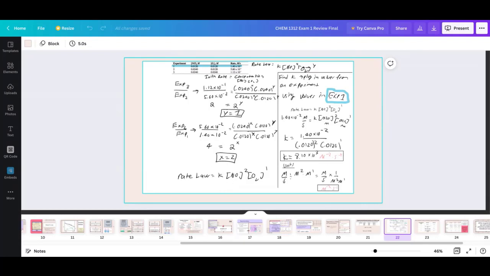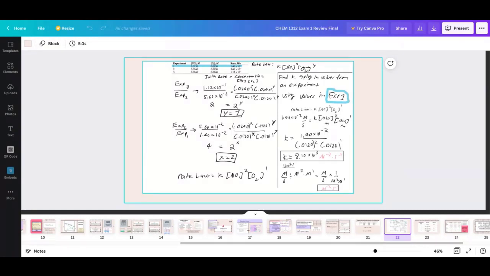Sometimes you may get a situation where 1 is equal to the base, so 1 equals 2 to the power of x. But what's going to happen is that anything to the power of 0 will give you 1. So that's what you would do. So the answer to that would be 0.